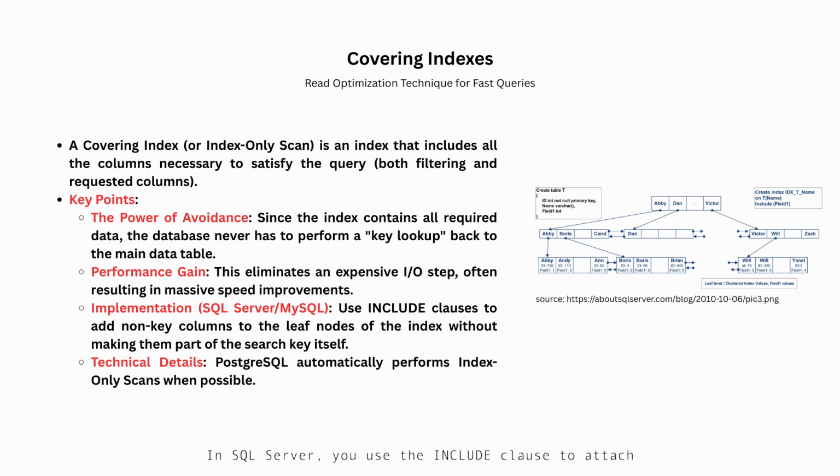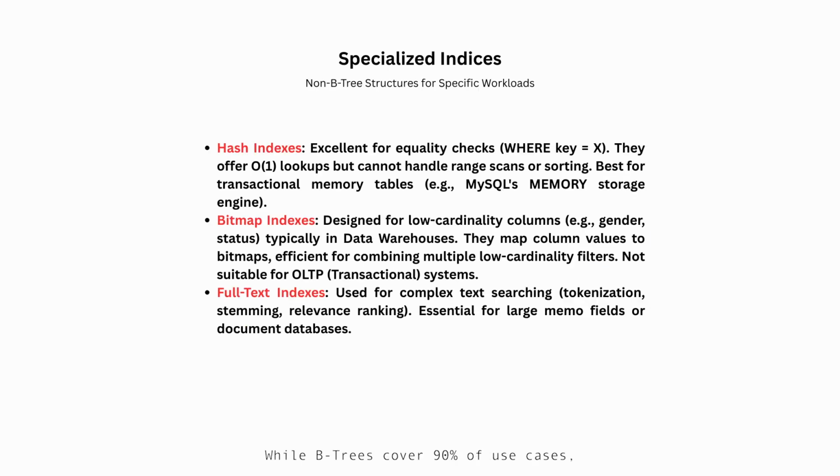In SQL Server, you use the INCLUDE clause to attach non-key attributes to the leaf nodes purely for retrieval purposes, keeping the sorting key efficient while eliminating lookups. While B-trees cover 90% of use cases, specific workloads require specialized structures. Hash indexes, available in memory engines, offer O(1) lookups. They are instant for exact matches but useless for ranges or sorting.